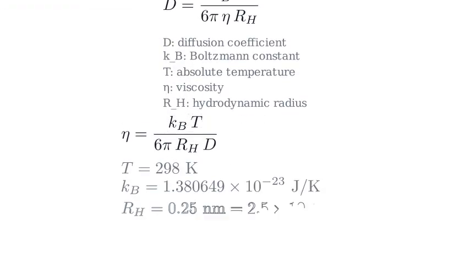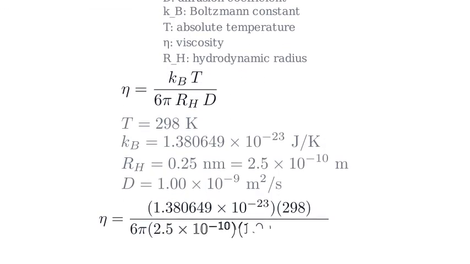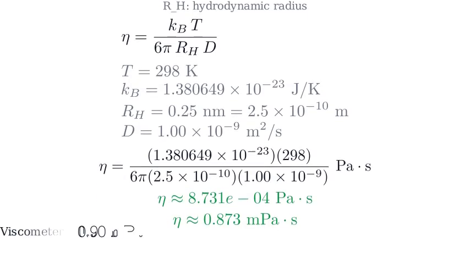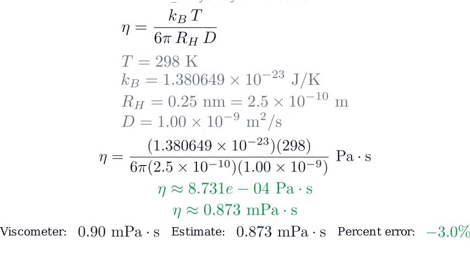Let us solve for viscosity. Rearranging gives eta equals k_B times T divided by 6 pi times r_h times D. We will use a temperature of 298 Kelvin, a Boltzmann constant of 1.380649 times 10 to the minus 23 joules per Kelvin, a hydrodynamic radius of 0.25 nanometers, and a diffusion coefficient from a DOSY spectrum of 1.00 times 10 to the minus 9 square meters per second.